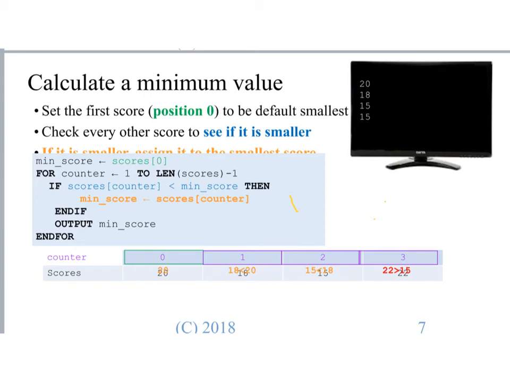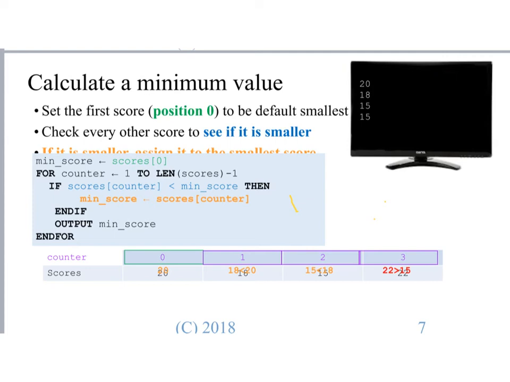In our code, we've got min score is scores position 0, and then a for loop with counter from 1 to the length of scores minus 1. That gets our loop going, and what the loop will do is: if scores counter is less than the minimum score, then minimum score becomes the new scores counter. End if, and then we output the minimum score. Then we end the for loop.